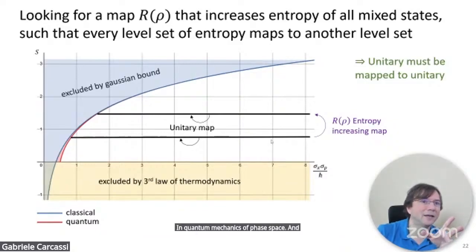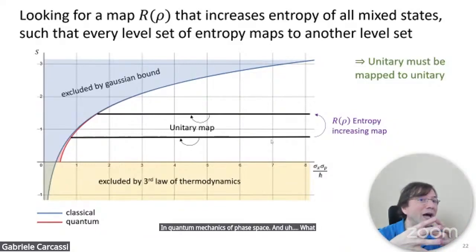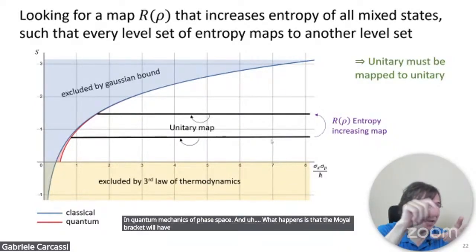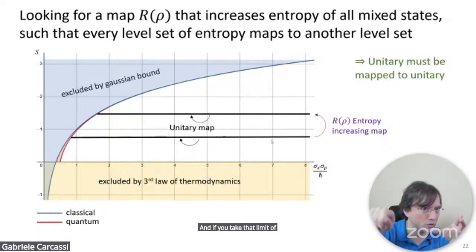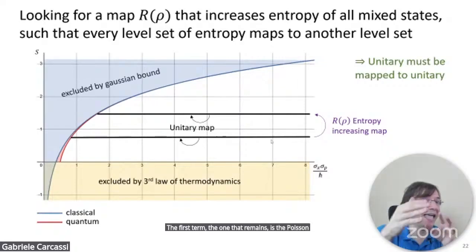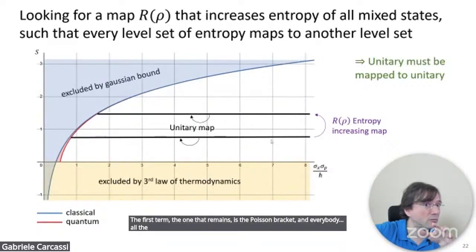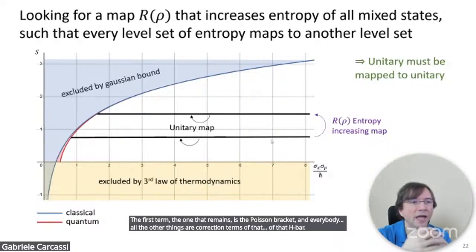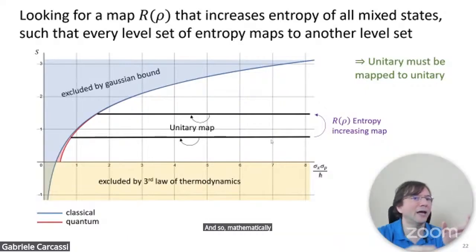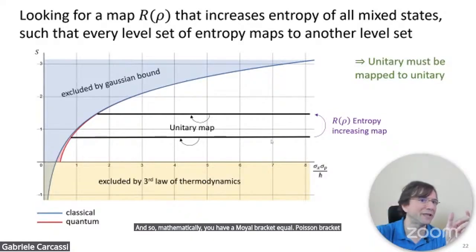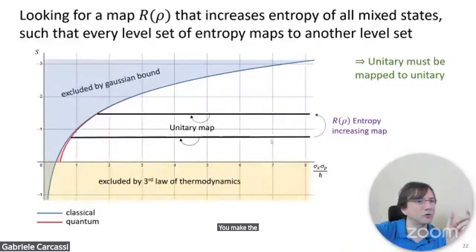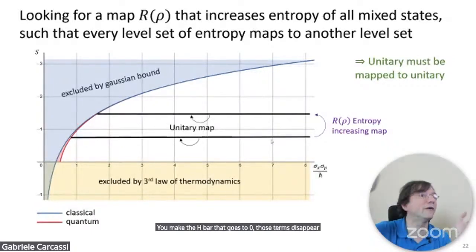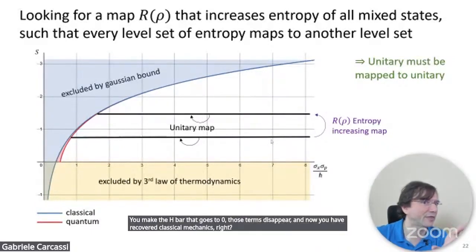And what happens is that the Moyal bracket will have an h bar as a parameter. And if you take that limit of h bar that goes to 0, the first term, the one that remains, is the Poisson bracket, and all the other things are correction terms in h bar. And so mathematically, you have Moyal bracket equals Poisson bracket plus terms in h bar. You make the h bar go to 0, those terms disappear, and now you have recovered classical mechanics, right? That's basically how you get the classical limit.